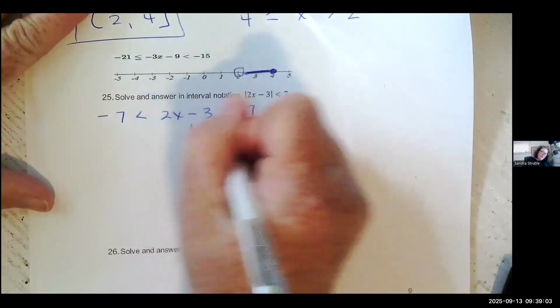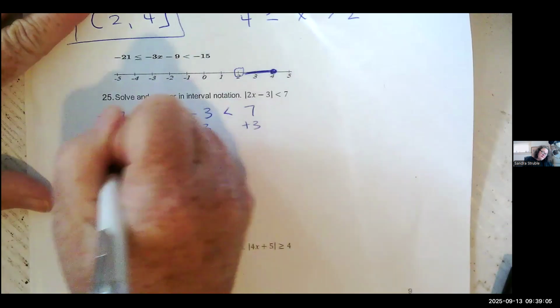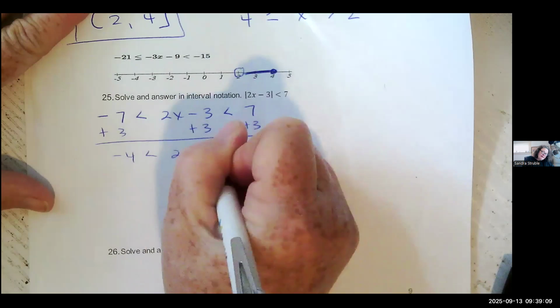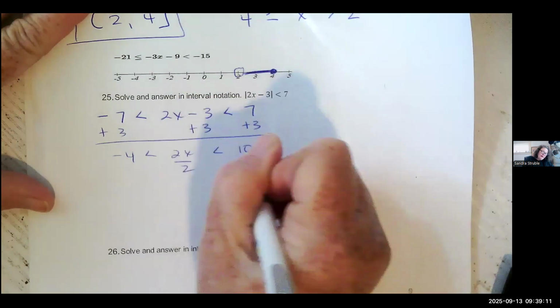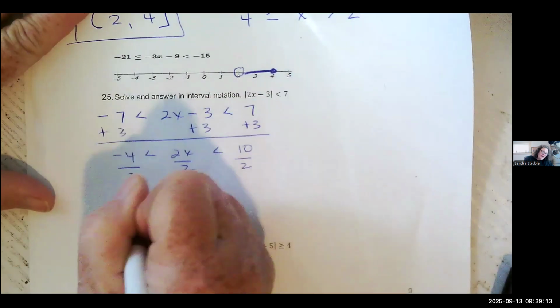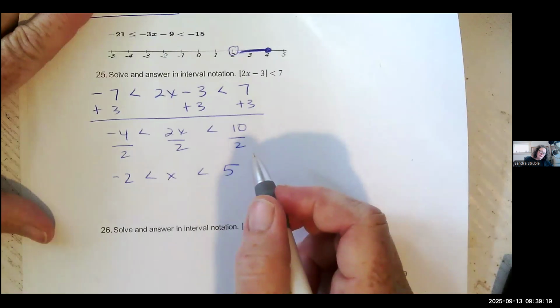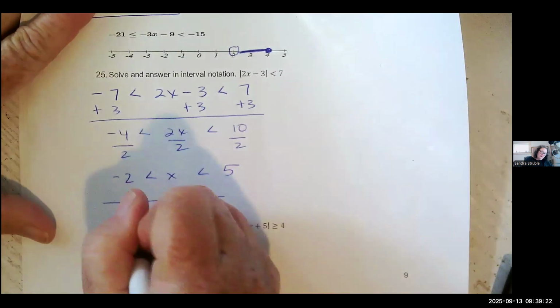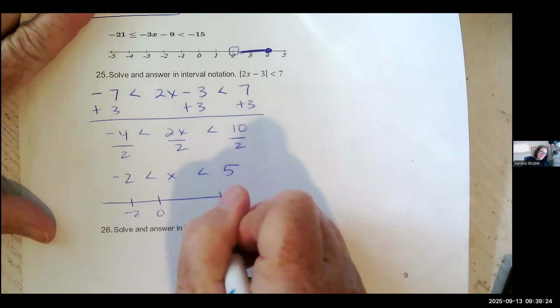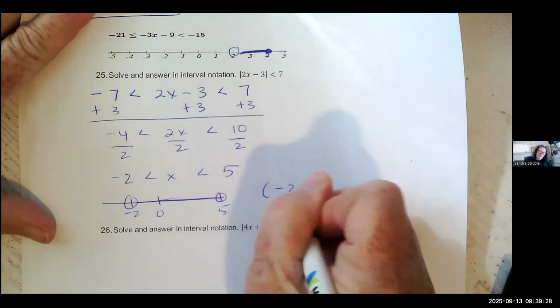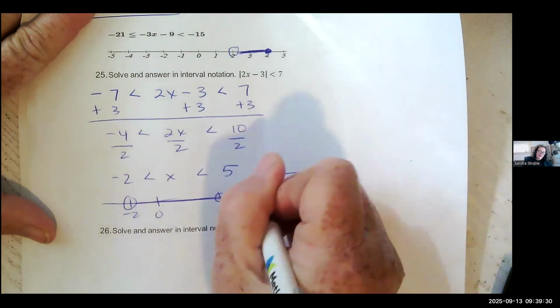So add 3 to all three sides. Negative 4 less than 2x less than 10. Divide all by 2. Negative 2 less than x less than 5. And put that in interval notation. It's going to be circles and all numbers in between. So negative 2 to 5, not included.